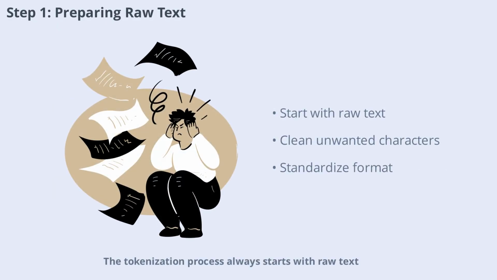Tokenization process always starts with raw text. This could be anything from a tweet to a lengthy article. Before tokenizing, it's important to ensure the text is in a consistent format. This might involve removing unwanted characters, converting all letters to lowercase, or handling special symbols. Clean, well-prepared text makes the next steps much smoother and more accurate. Once the text is ready, we can begin breaking it down into tokens. Let's see how the next step unfolds.